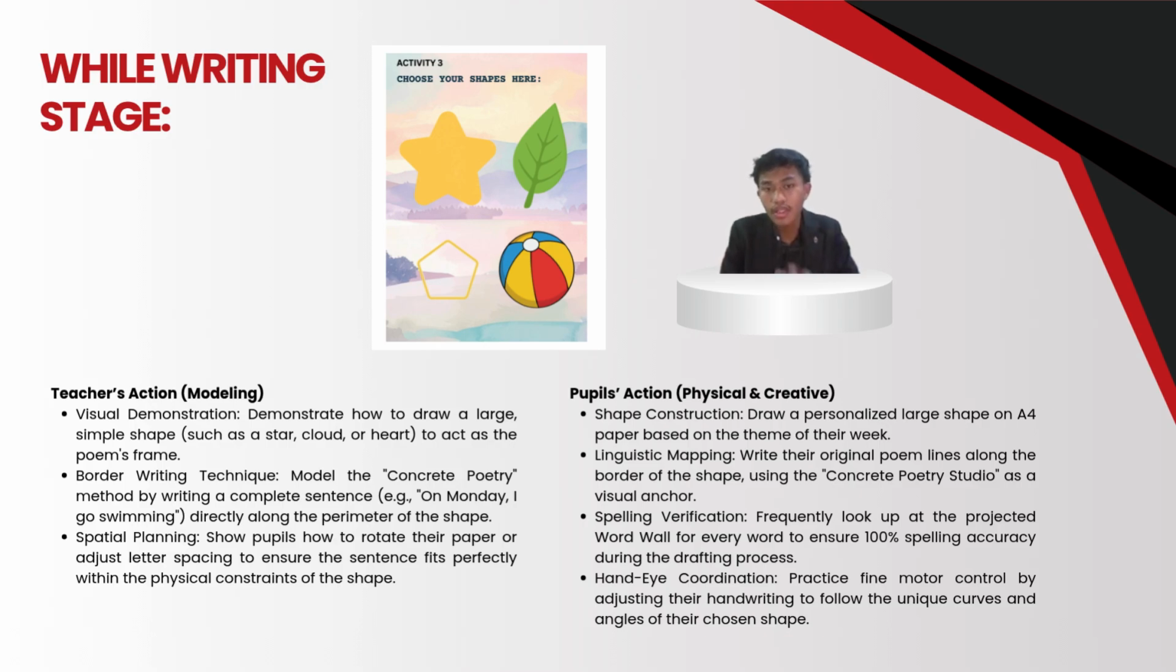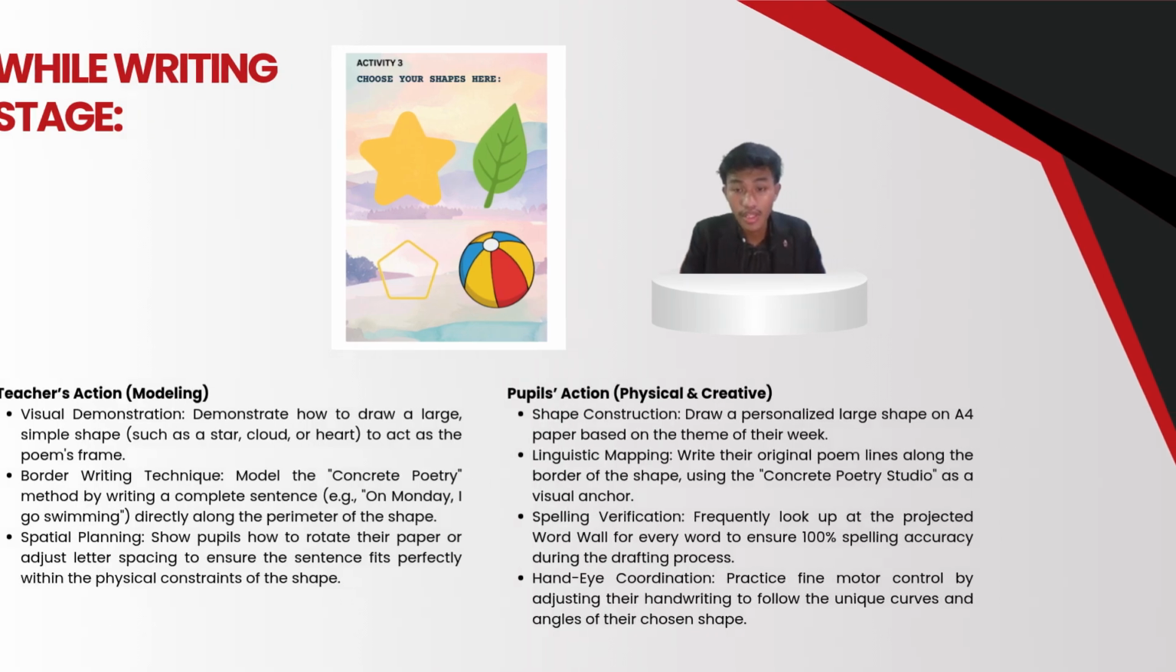So just click on it and then it will help pronounce or spell. So hand-eye coordination: practice the fine motor control by adjusting the handwriting to follow the unique curve and also angles of their chosen shapes. So let's move on to the next part.